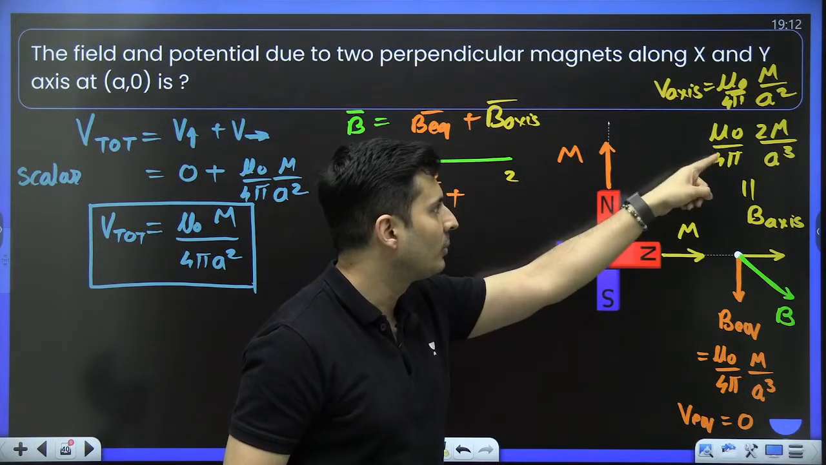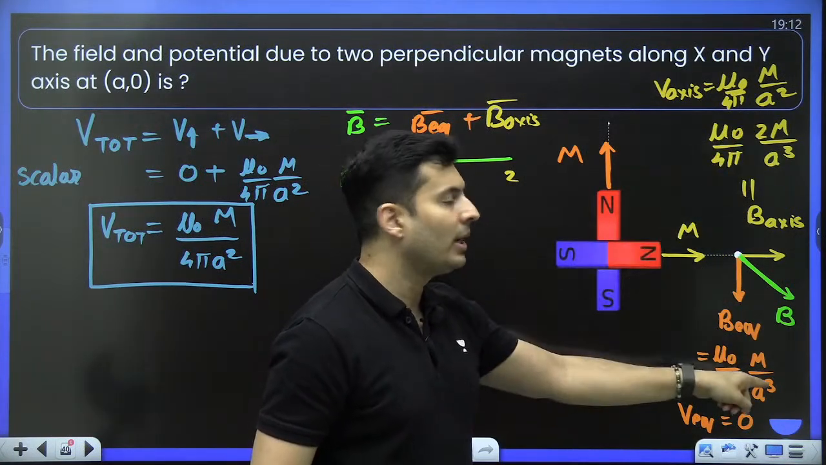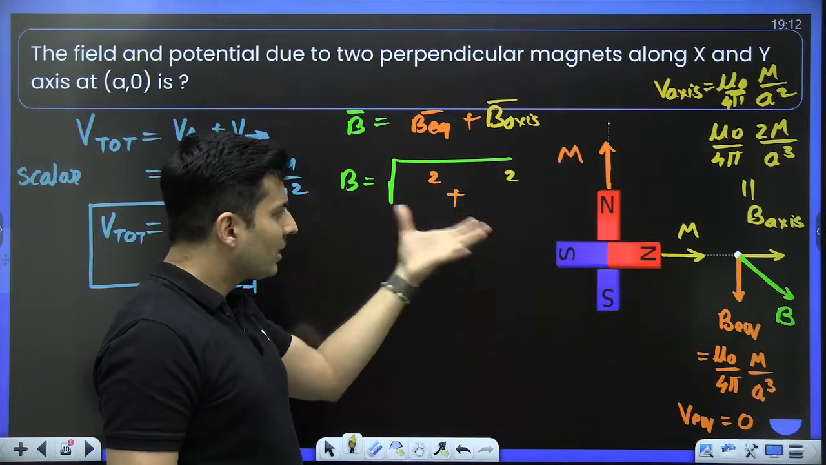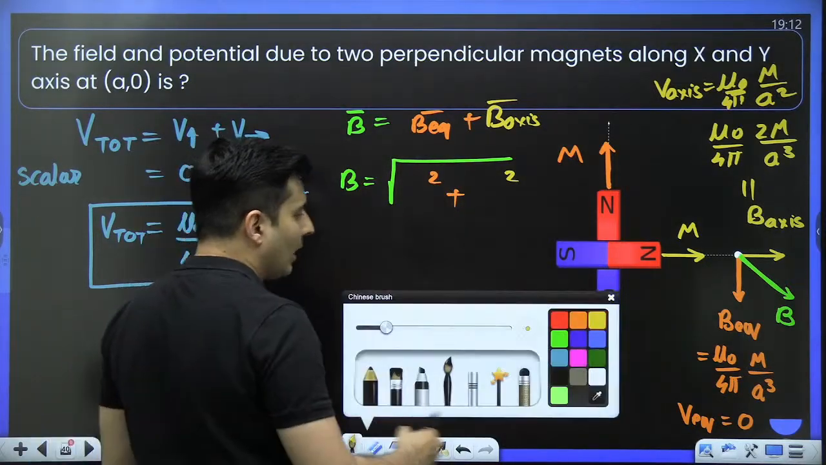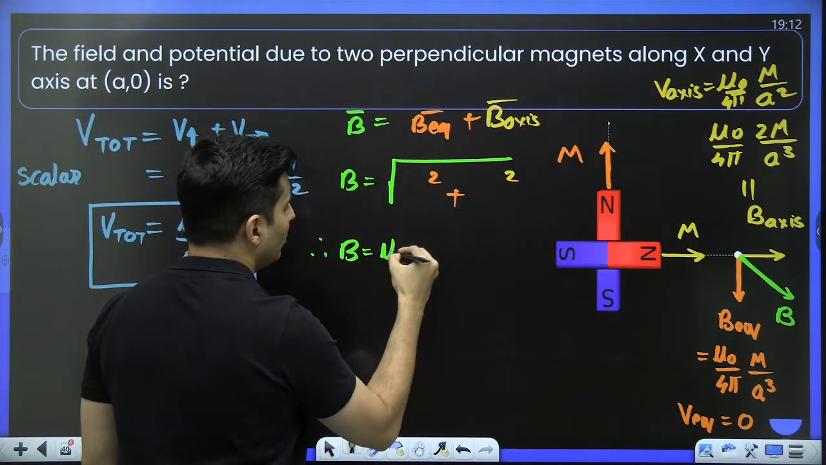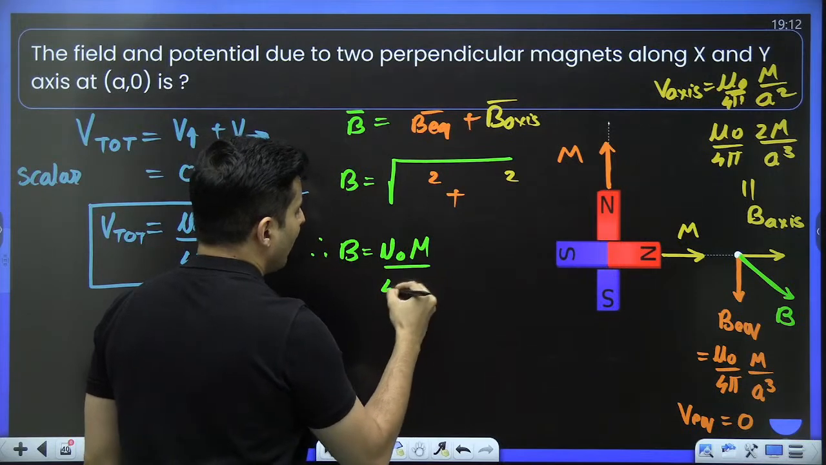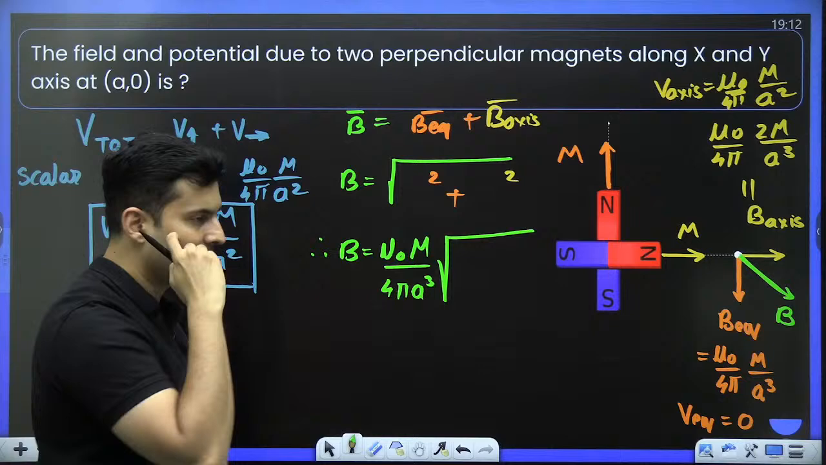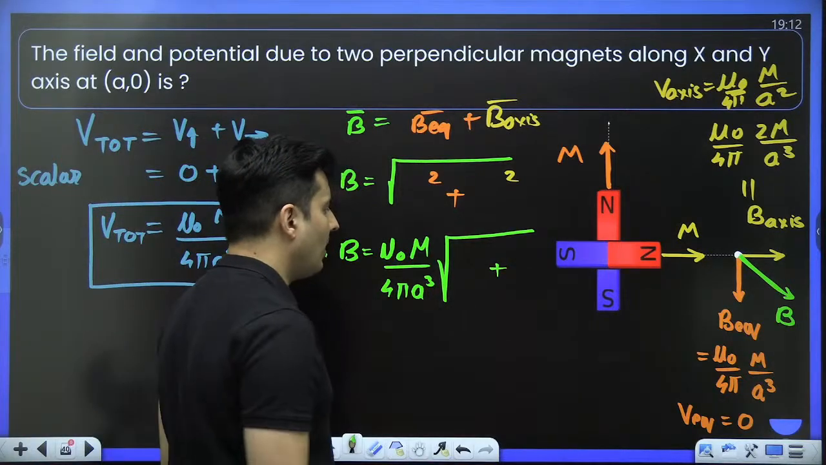Mu naught, 4 pi, m, a cube. So when you square it, add, take root, those things which are common, just bring it outside as it is. What were those things? Mu naught m by 4 pi a cube. Those are the things which are common. Is that right? They will just come out as it is.